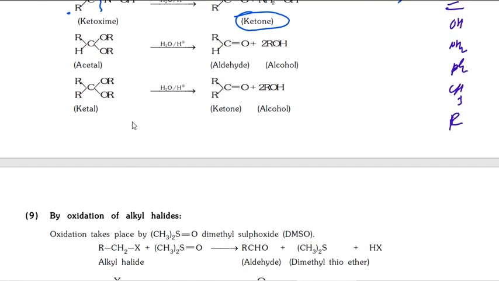Acetal means two alkoxy groups are there on the aldehyde. In the ketones, if two alkoxy groups are there, that is ketal. So generally what we are doing here is hydrolysis. In that case, this R becomes OH, here OH. Okay, then we know the story.